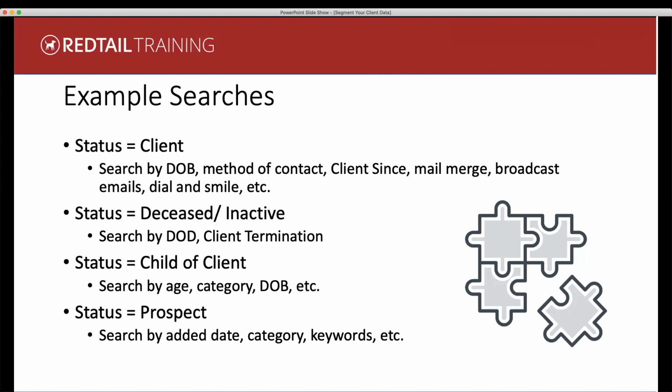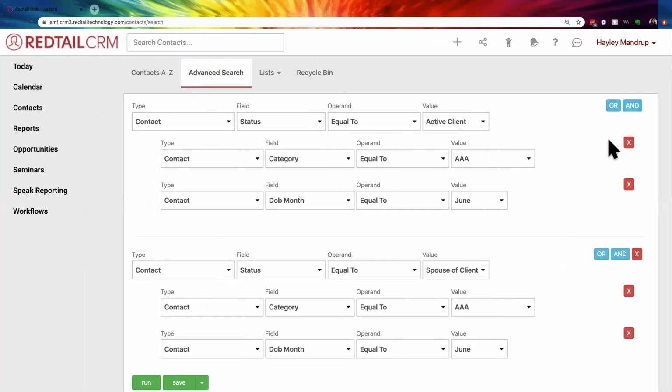If they're in school right now, then maybe we can offer some online services to meet with them at home, so we're not meeting in person, or we can offer some of the resources that we have heard of for school age kids for learning, distance learning, and all of that. And then maybe for those contacts that have a status of prospect, we can search by added date, category, keywords, and etc. So let's run a search for our prospects.